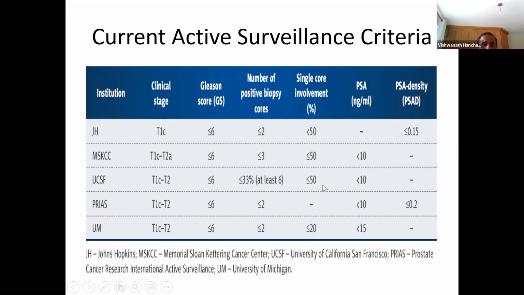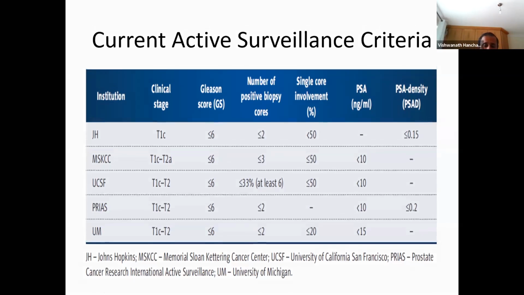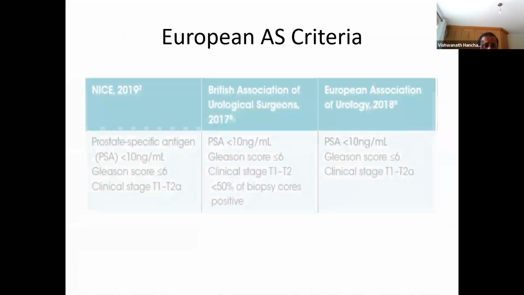And for single core involvement, it has been agreed that it should be less than 50% of the maximum core. Then PSA has to be less than 10, although the initial criteria allowed up to 15 as well. For PSA density, most of them agree that it should be less than 0.2, but with the recent trend, there is up to a PSA density of more than 0.15. Again, it should be carefully considered whether they should go on active surveillance or be offered radical treatment.